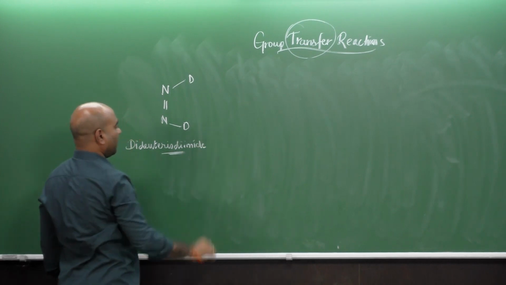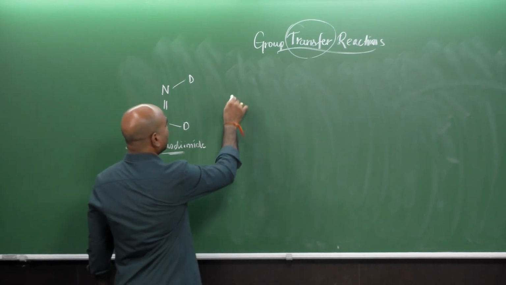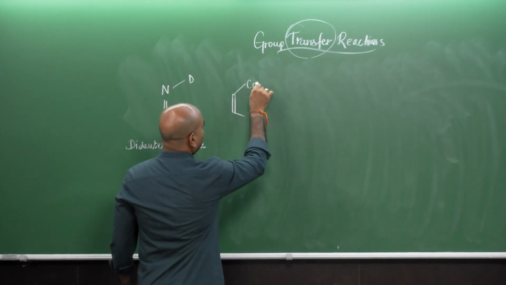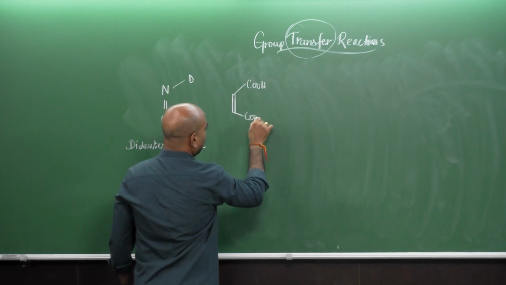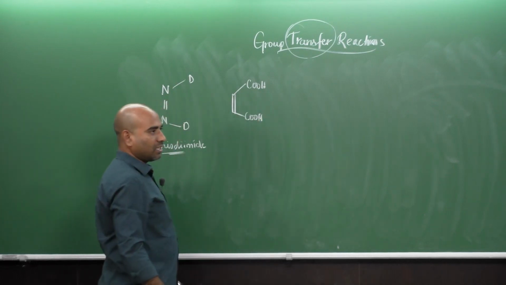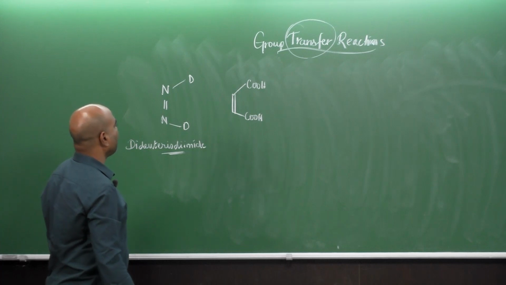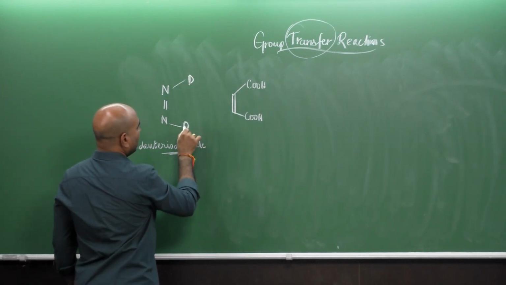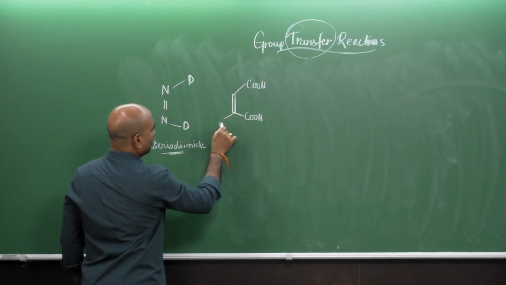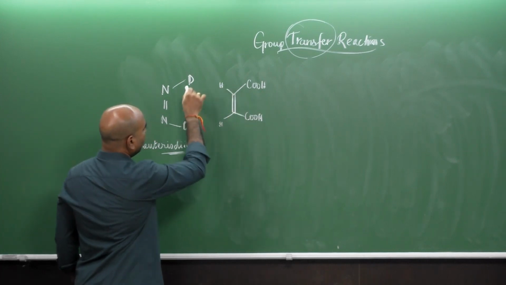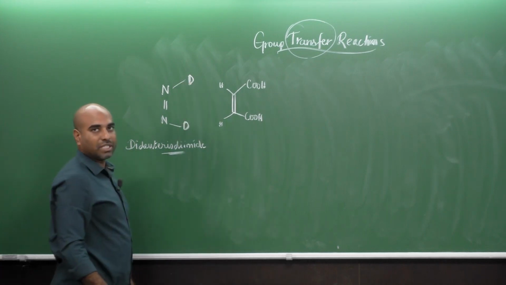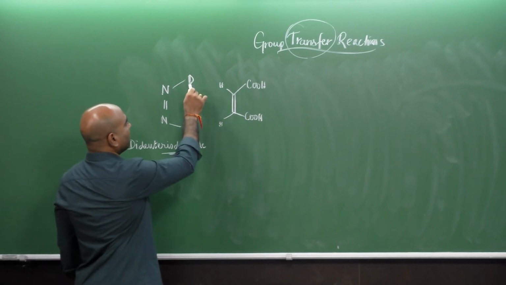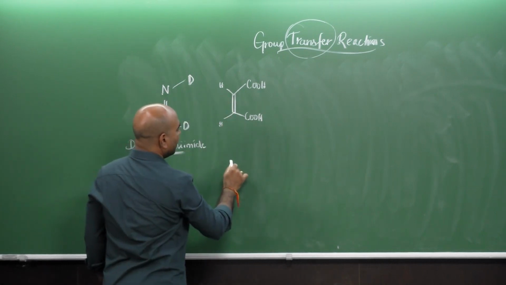So, diimide upon reaction with maleic acid. So, what is maleic acid? This one, cis dicarboxylic acid. Okay. So, what should happen means both the deuterium in the place of hydrogen, already you have hydrogen here. So, that is why we have converted this into dideuteriodiimide. So, both these deuterium should add in a syn manner.